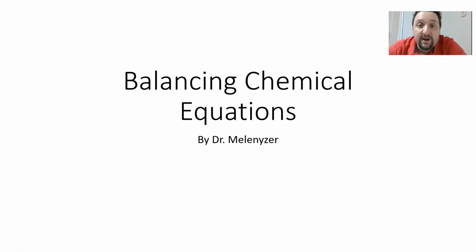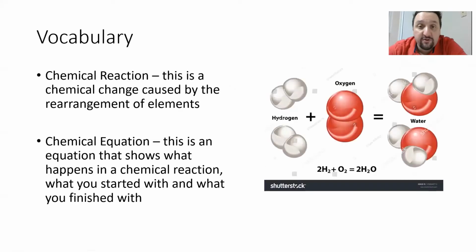I'm going to now teach you about how to balance chemical equations. The vocabulary. Chemical reactions: at any time chemicals combine together and rearrange to create new compounds. And the chemical equation is an equation that shows how many particular combinations of elements or compounds join together and how many of the compound you get as a result.